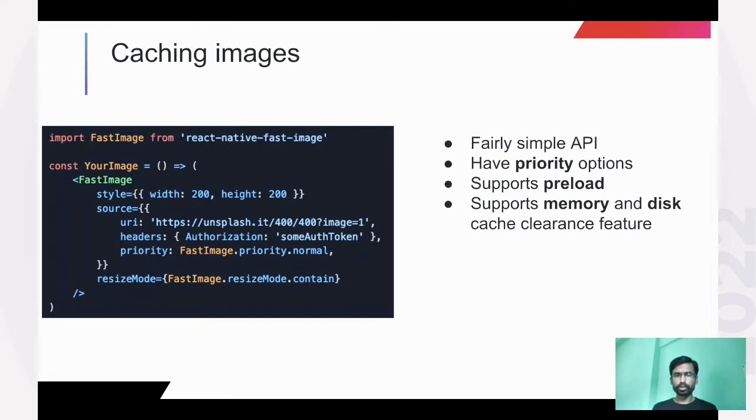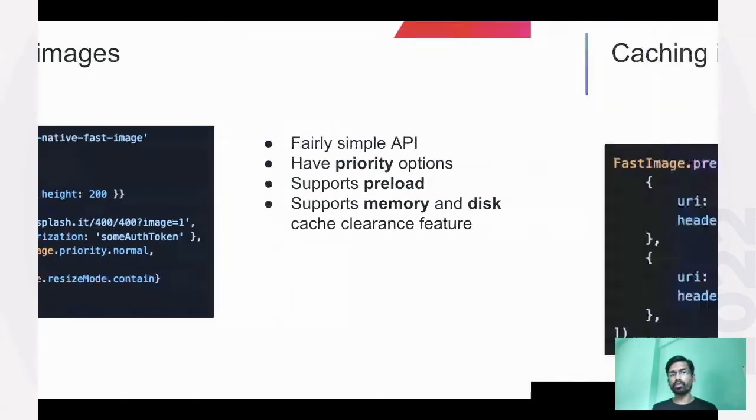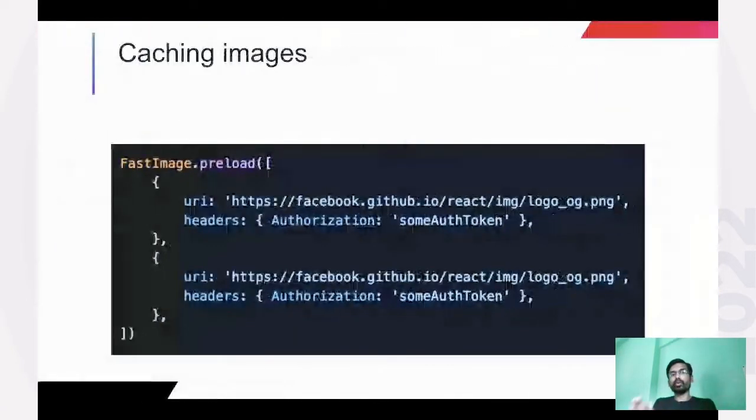It also supports a preload feature where, before even going to the component, when the loading starts, if we know that this is a set of images that is going to be on the next pages, we can preload these images. What Fast Image will do is fetch the data and cache it in memory, and whenever the user goes to the next page, it can instantly show it. So that improves the UX a lot.